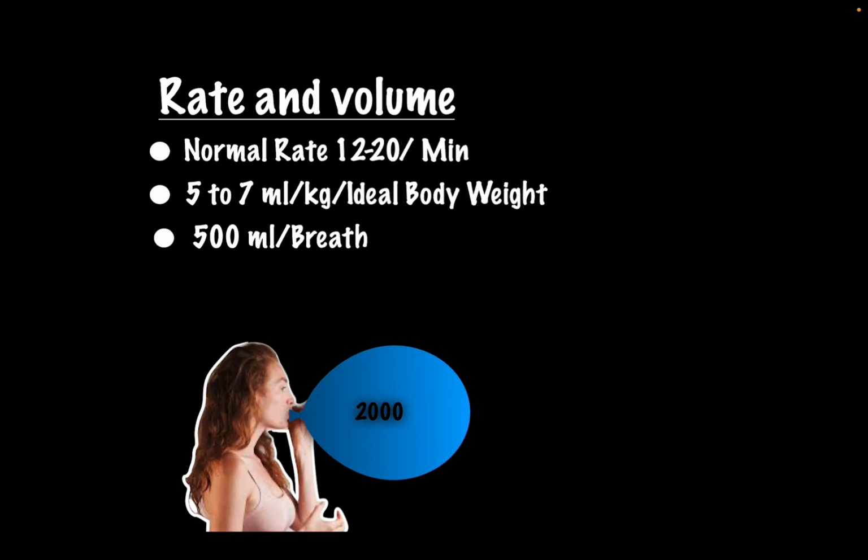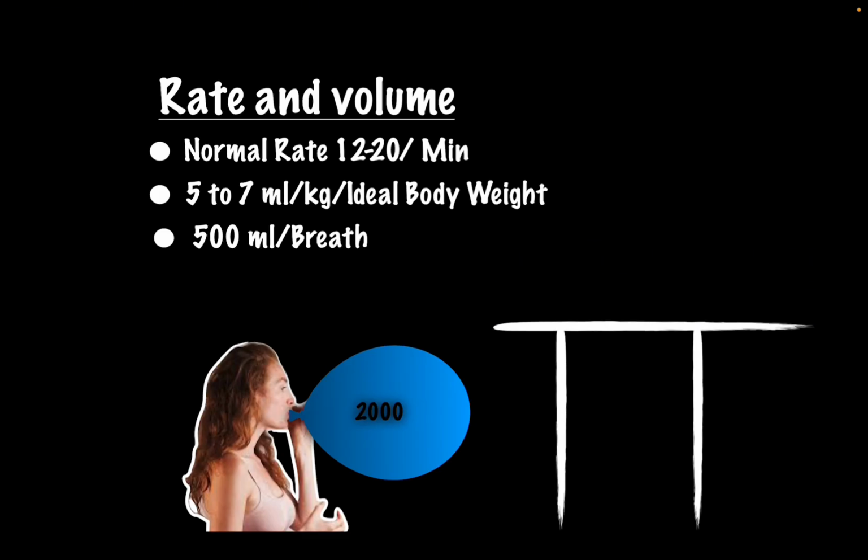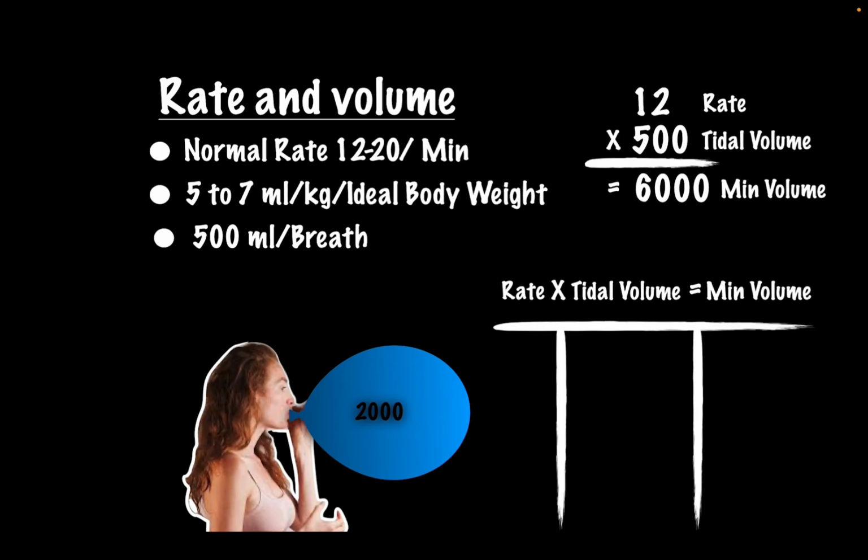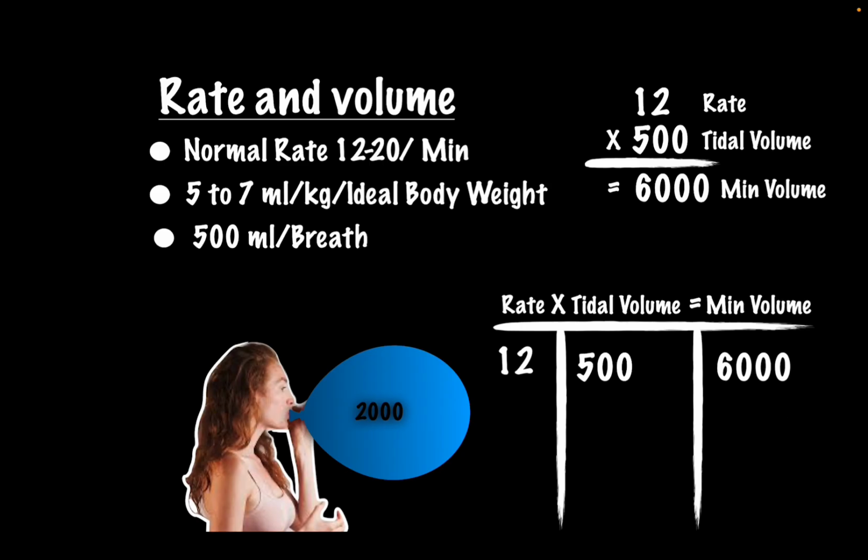So it's just the amount of air you're breathing per breath times your respiratory rate. Let's take a look. A normal respiratory rate, like we said, is 12 to 20, so we'll use the rate of 12. With a normal tidal volume of 500, that patient's moving 6,000 milliliters a minute, or has a minute volume of 6,000. Now, why is this important?